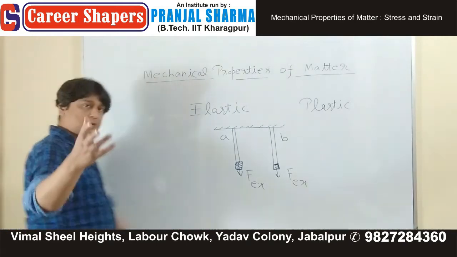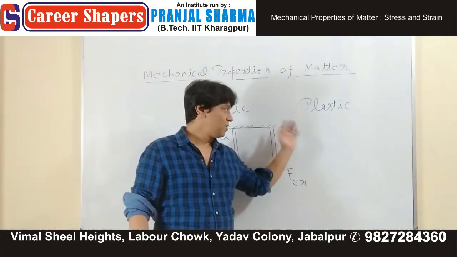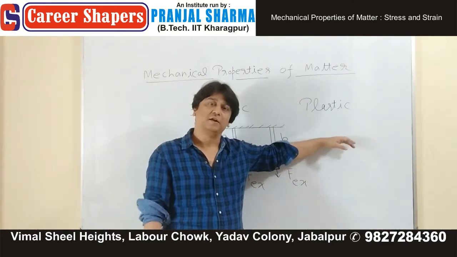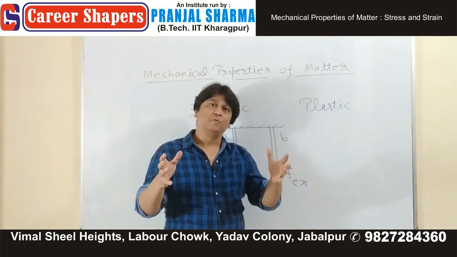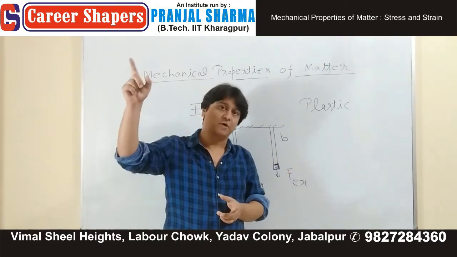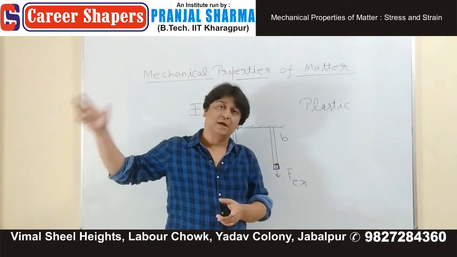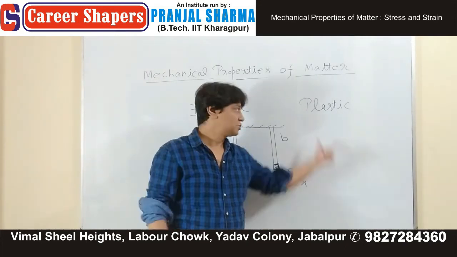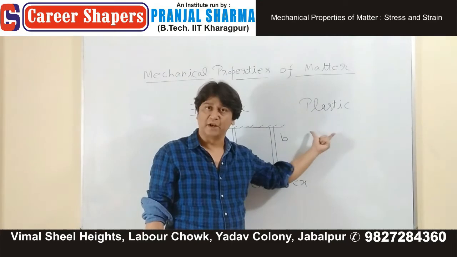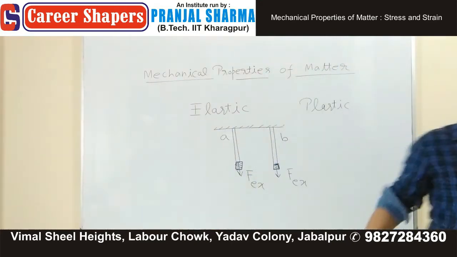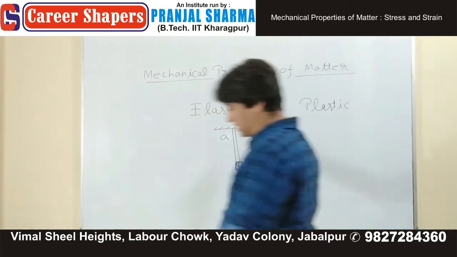Then what is rubber? Rubber is more of a plastic thing. What is a plastic thing? The thing which, even when the external force which causes deformation is removed, maintains some sort of deformation is called what? Plastic material. Write down plasticity. Write down the definition of plasticity.